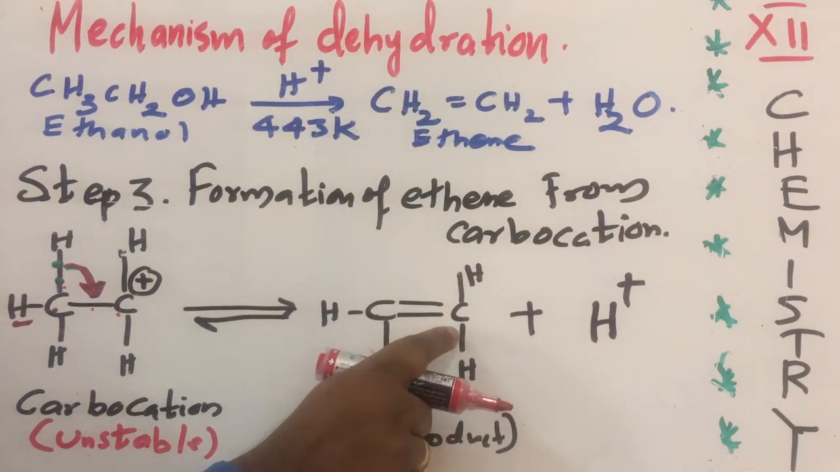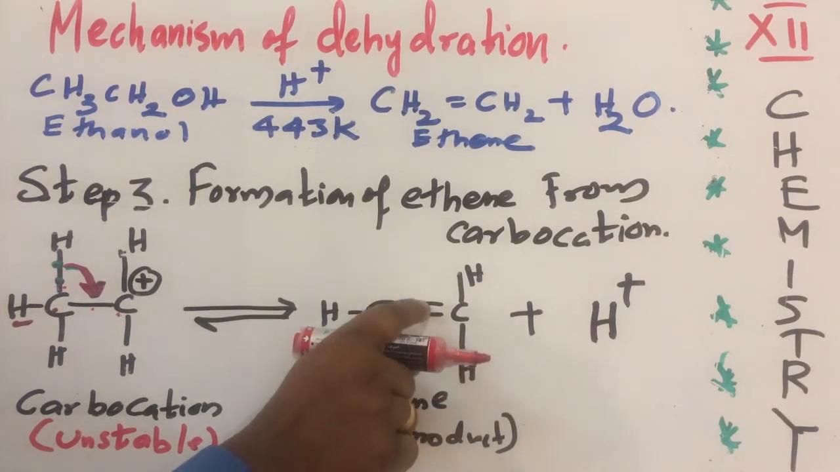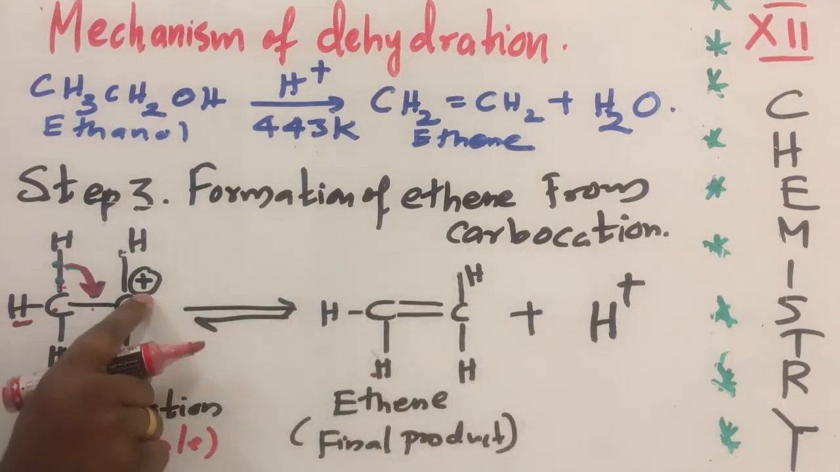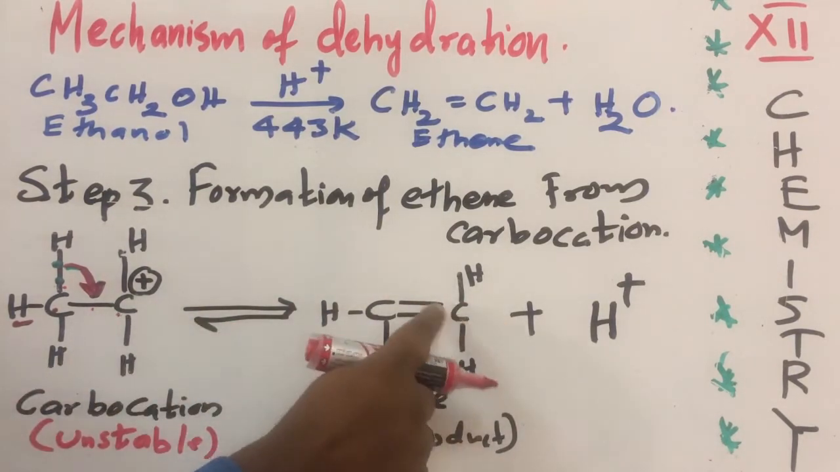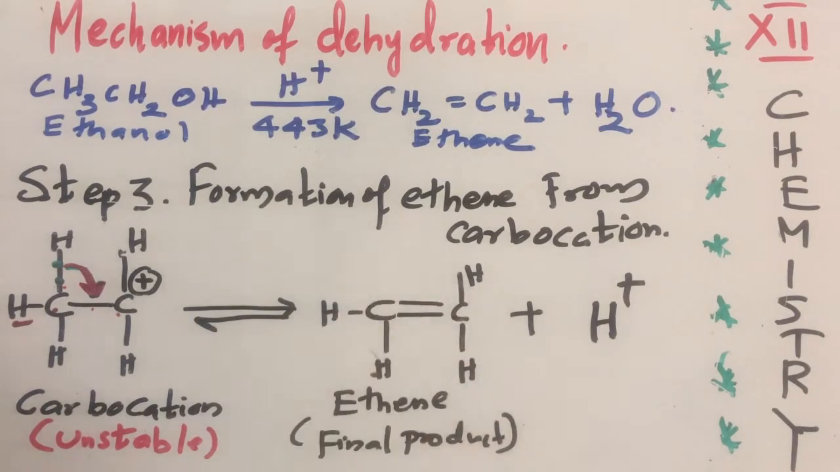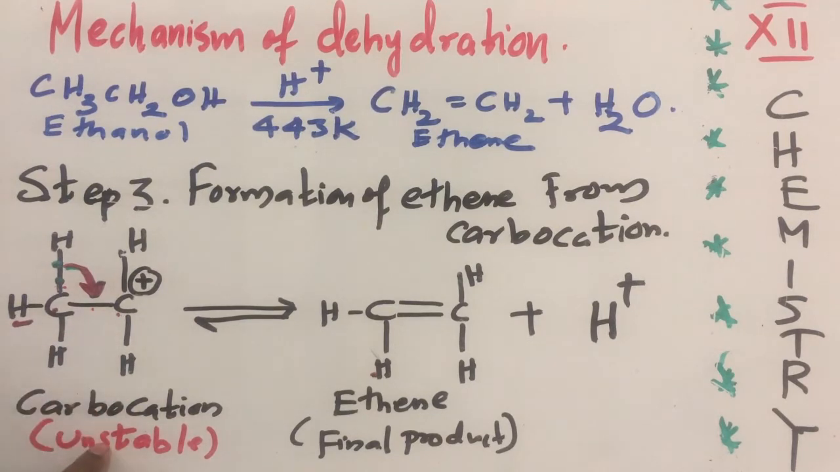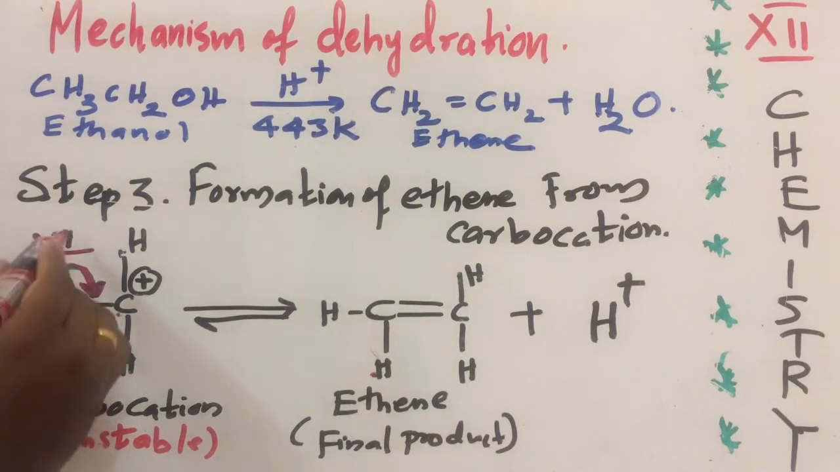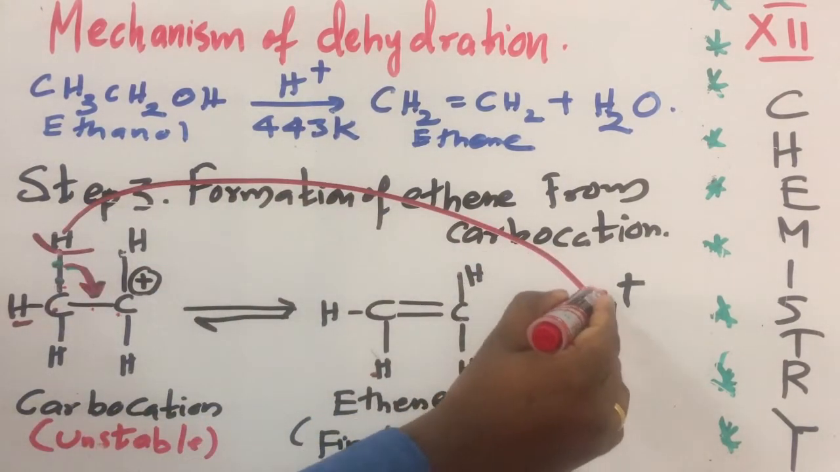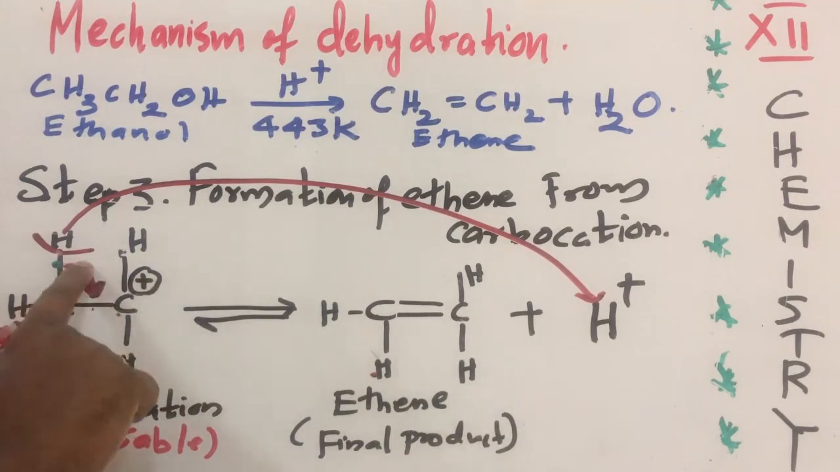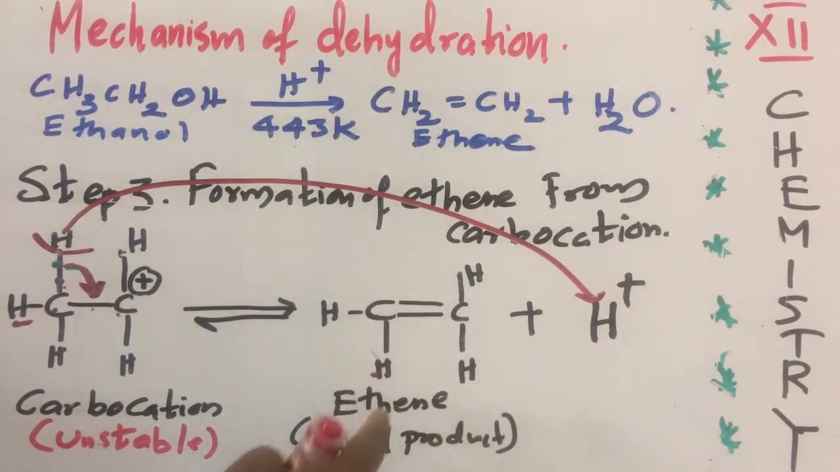Now count the number of bonds around this carbon. 1, 2, 3, 4. So no need of positive charge because carbon is already stable. Okay. So due to this shift, the unstable carbocation changed into stable ethene. What happened to this H? After shifting these two electrons, H becomes a proton. That proton is removed from carbocation, and formed along with the ethene as a byproduct.